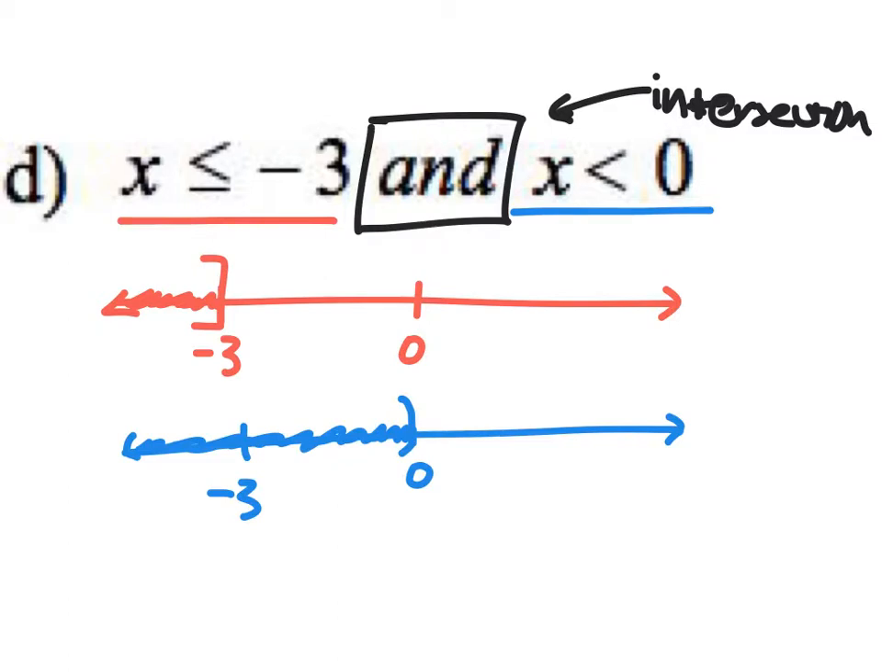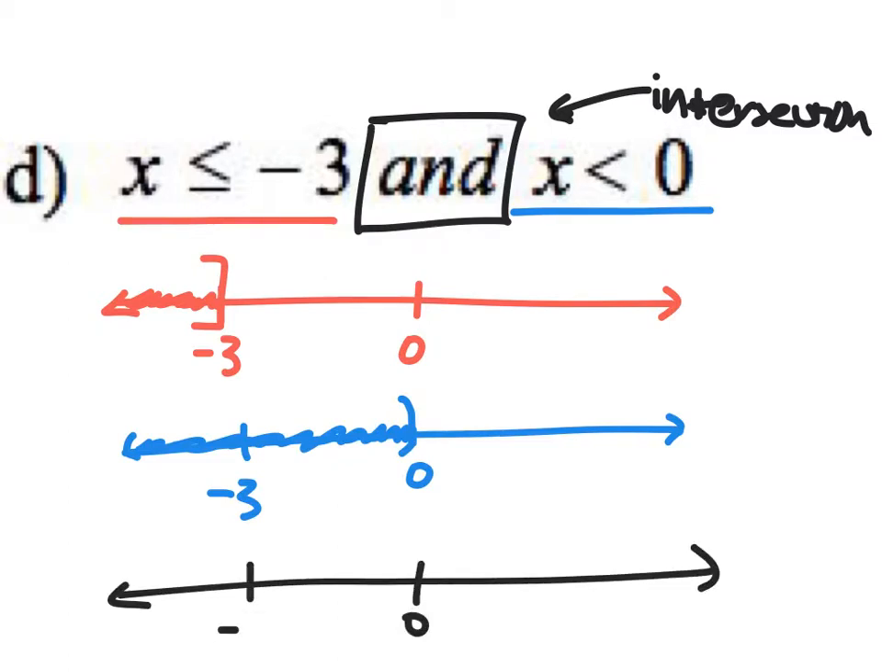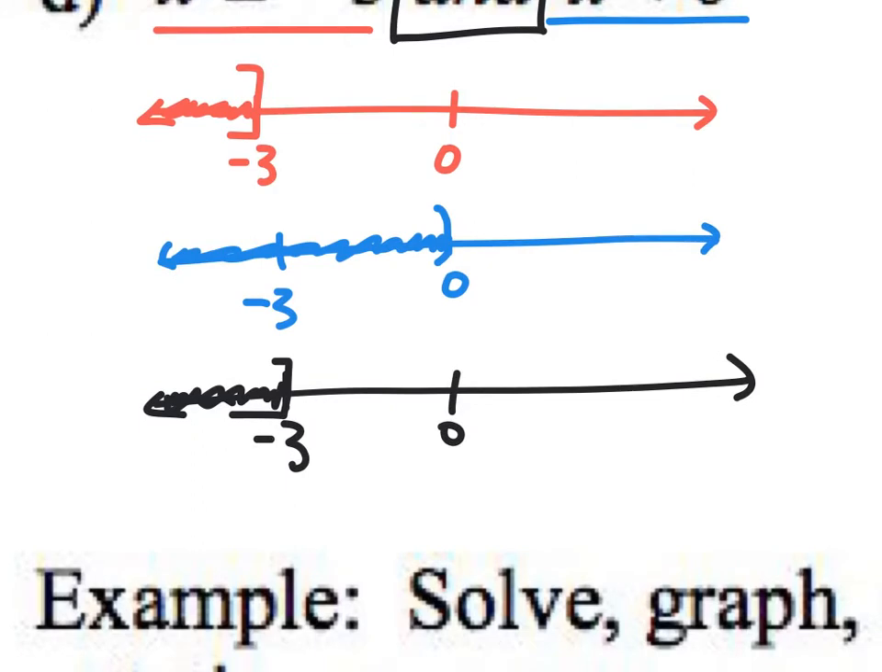And so when I draw my last one, put your 0 down, put your -3 down, we're just going to continue and graph this part. And then if I wanted to put that into interval notation, I would say I go from -infinity to -3, and we put a bracket around that, a parenthesis around that.